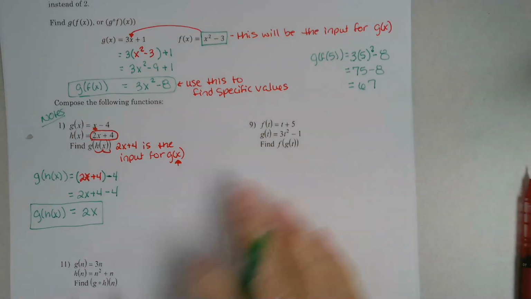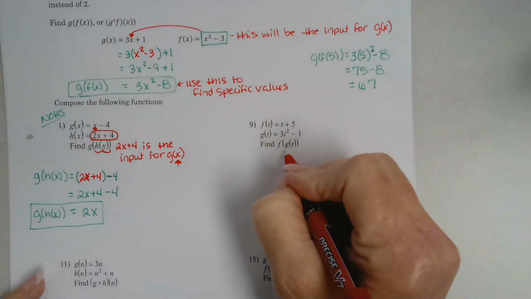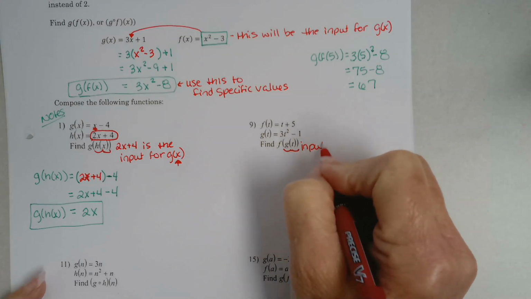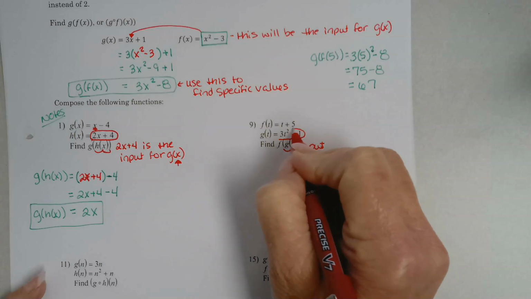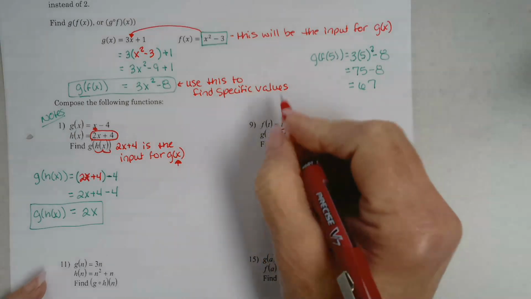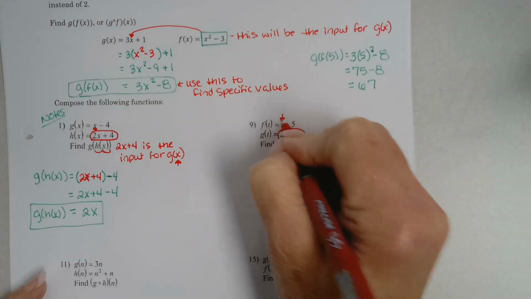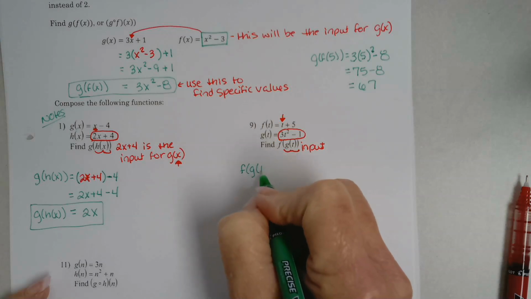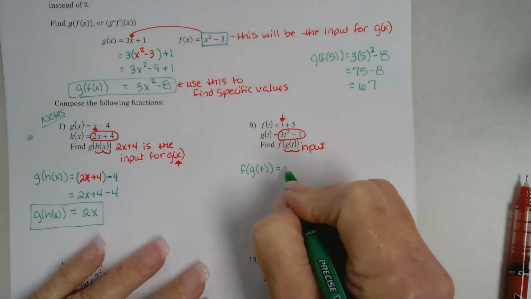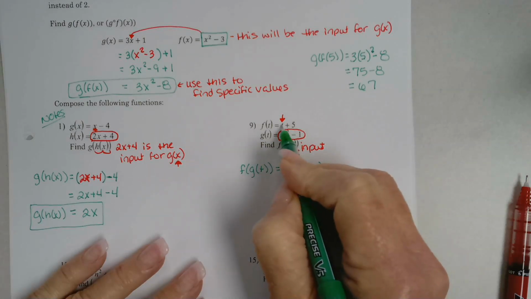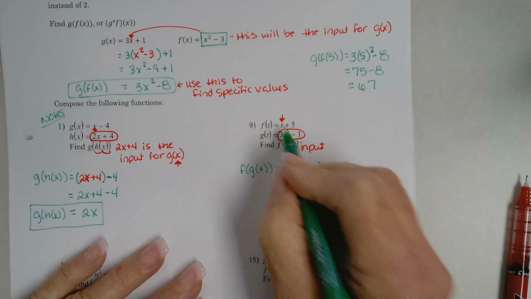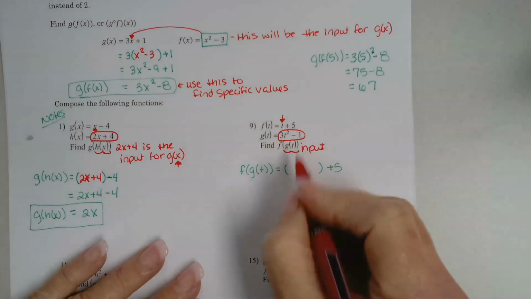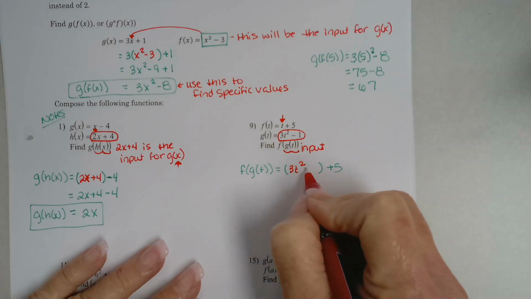All right, let's look at this one. Here we have f of g of t. We're going to start right here. This is our input. Okay, so 3t squared minus 1. That's going to be our input in for this t value right here. So what we have is f of g of t is equal to, I'm going to put my parenthesis there, this is my t. This is what I'm plugging in for that t. And I'm going to finish out the expression, plus 5. So my plug-in is 3t squared minus 1.